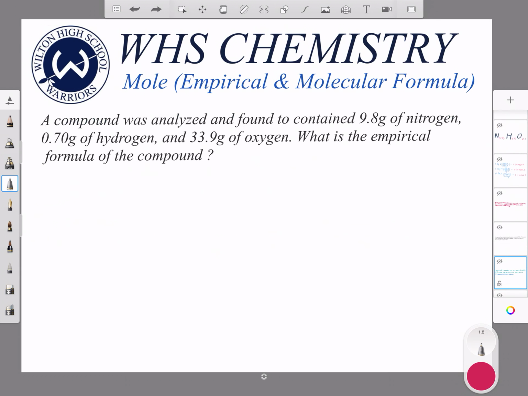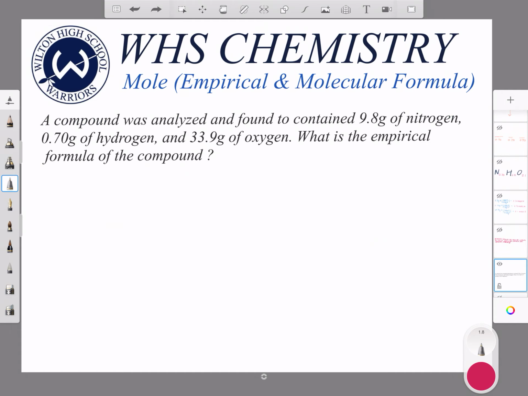So let's try this one first. A compound was analyzed and found to contain 9.8 grams of nitrogen, 0.70 grams of hydrogen, and 33.9 grams of oxygen. What is the empirical formula of the compound?